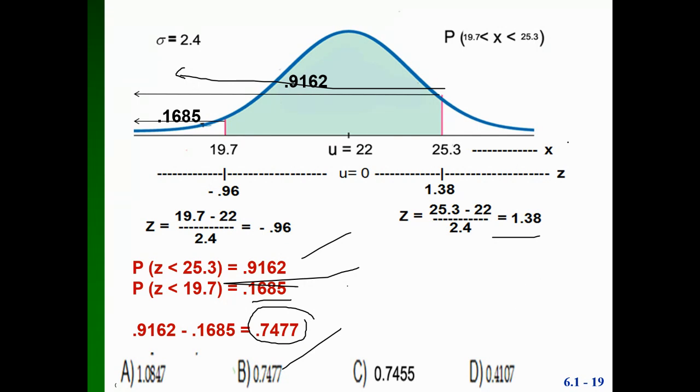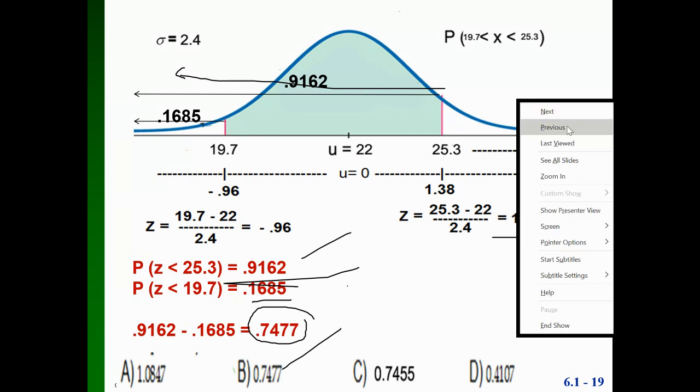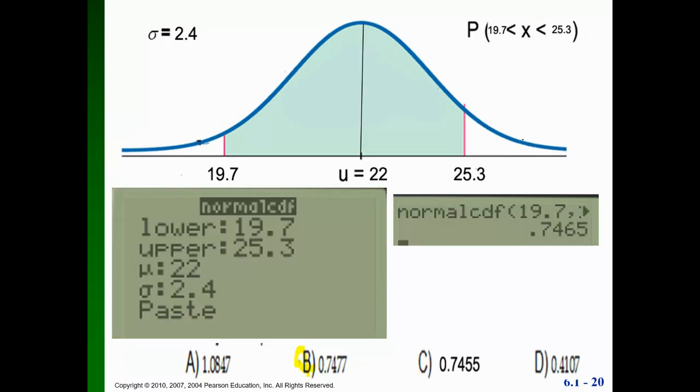So what if you use your calculator, like you're going to do? There's your lower limit, there's your upper limit. You know the mean, you know the standard deviation. Provided you do the curve properly, you put 19.7 to the left and 25.3. Now, watch what happens here. This is the reason that I even talk about using pencil and paper. Look at the answer, 0.7465.